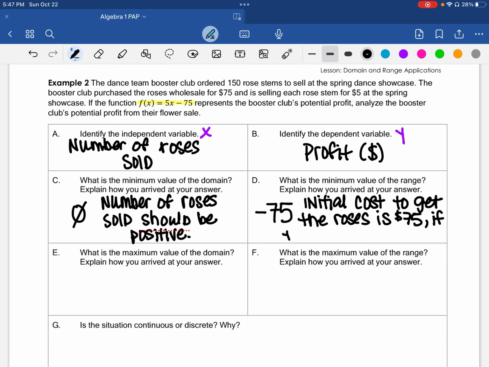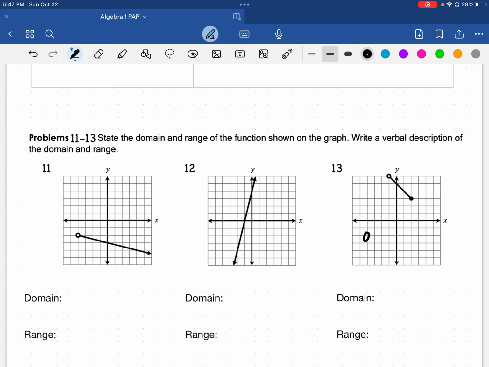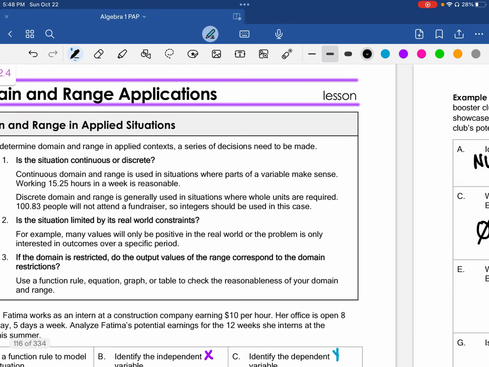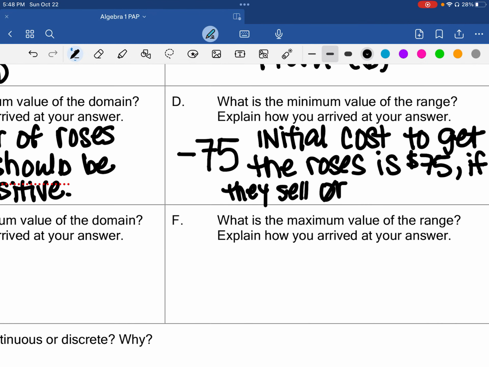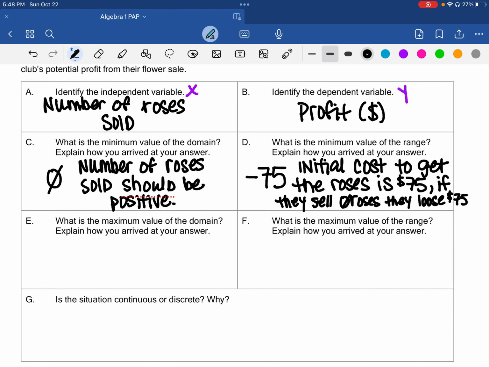So if they sell 0 roses, uh-oh, what just happened, guys? I don't know what just happened. Hold on. Let me go back. There we go. If we sold 0 roses, this Boosters Club, they lose $75 because they paid that initial amount in, and so they're still going to have to come up with that $75 even if they sell no roses.